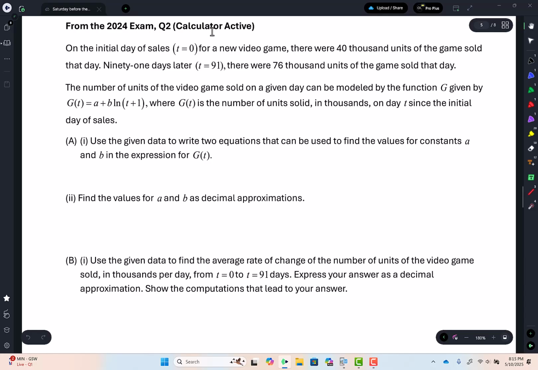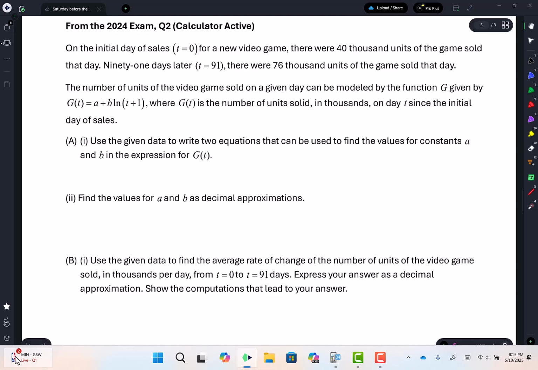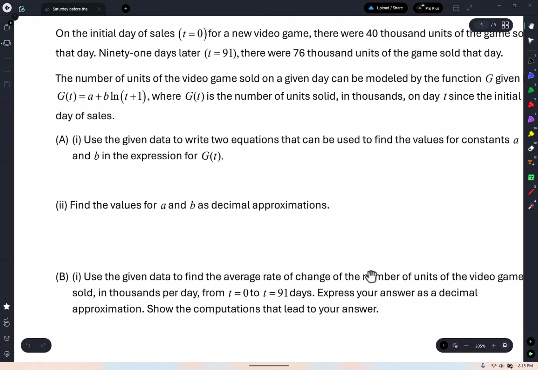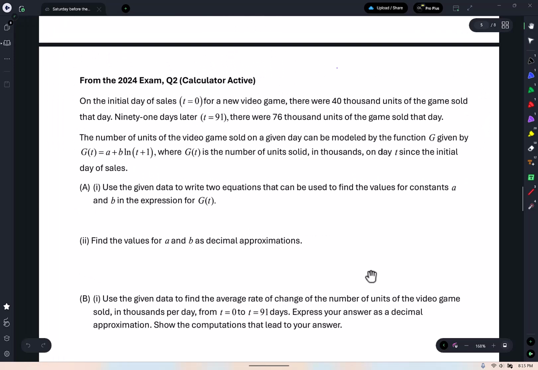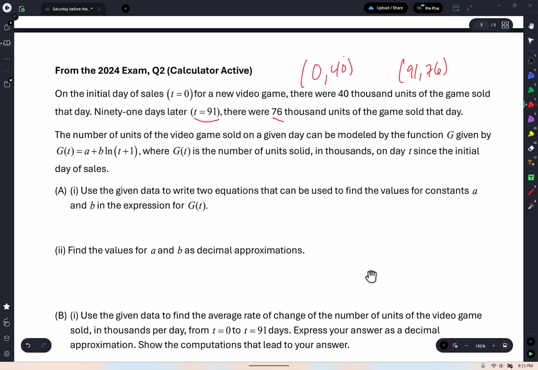Well, guys, look, you already have everything you need. So the points that you're going to be using are the points 0, 40, and the next point is going to be 91, 76. So those are the 2 points that we're going to be using, guys. So there we go. So let's use them.